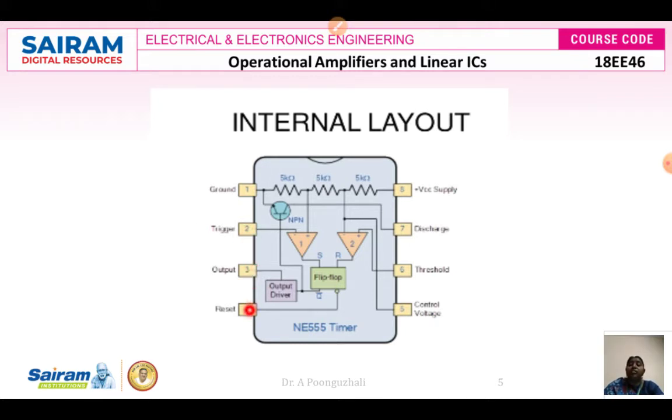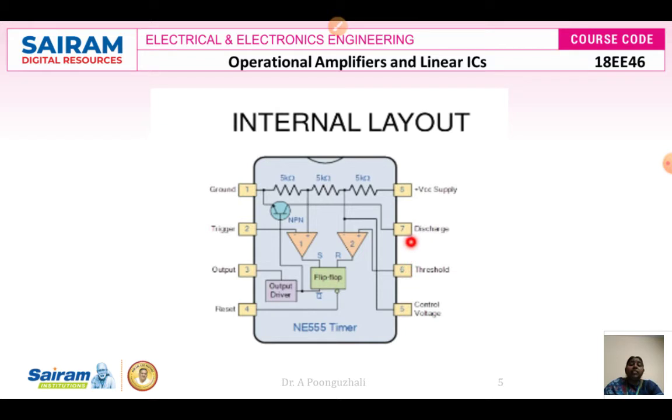Fourth is your reset. When I want to reset the 555 timer, I can use this reset pin. Next is control voltage. If I want to vary the threshold voltage, I can give an additional control voltage there. Next is your threshold. Threshold is the maximum limit that I keep for my comparator, so the threshold level voltage is maintained.